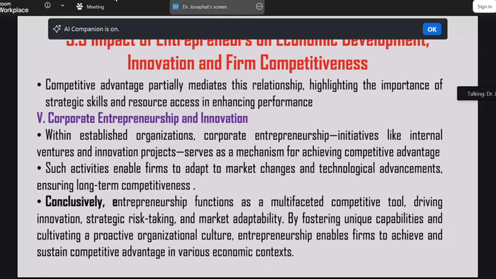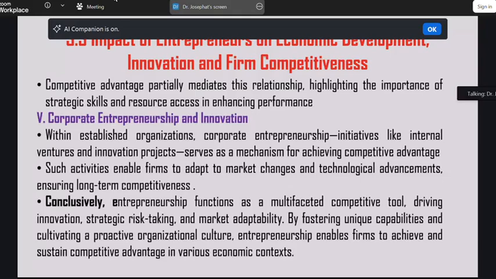We can talk also on the part of corporate entrepreneurship and innovations. So within established organizations, corporate entrepreneurship initiatives like internal ventures and innovation projects serve as a mechanism of achieving competitive advantage. So such activities always enable firms to adapt to market change and technological advancement, ensuring long-term competitiveness. So corporate entrepreneurship, tunaangalia those well-established organizations. Makampuni makubwa sana tulionayo. We can talk about Ibaresa Group of Company, Mohamed Dewji, whatever. There are so many we can talk about, TBL, Coca-Cola, whatever. Those are kind of corporate organizations we have.